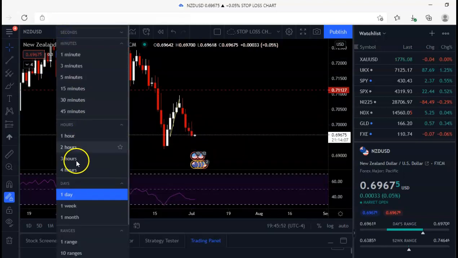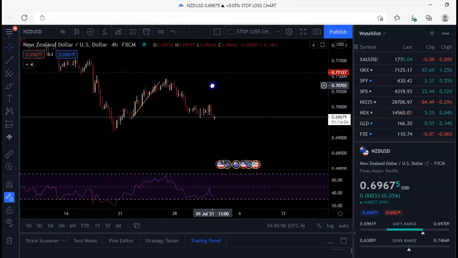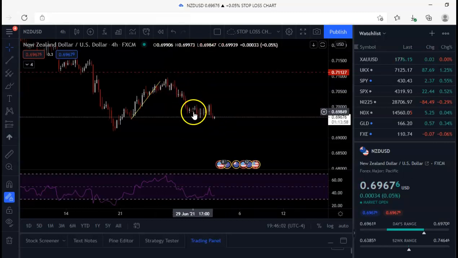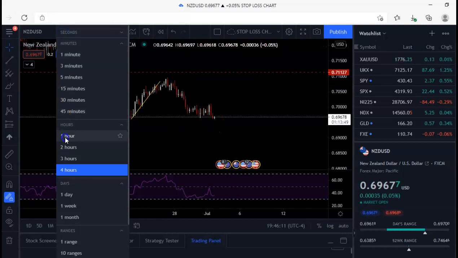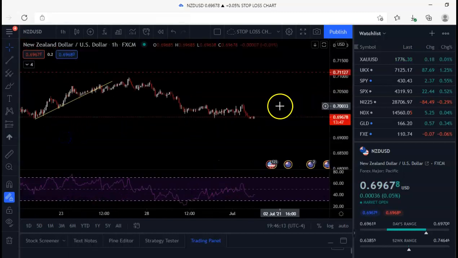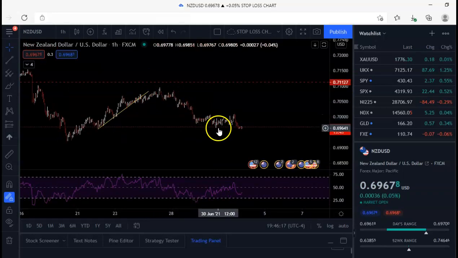So let's take it down to the 4-hour chart to see what's going on there as well. Same thing, we see that price has been moving downward. Currently, it is consolidating in this area, but it did have a very strong move downward. So the US dollar is stronger than the New Zealand dollar. We can even take it down further. Let's go down to the 1-hour chart to see what's going on as well. As we see here, price is still moving downward.